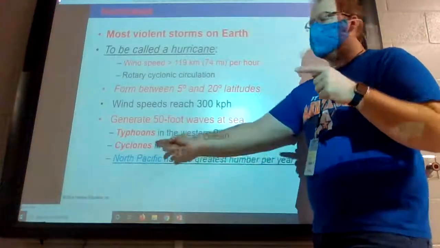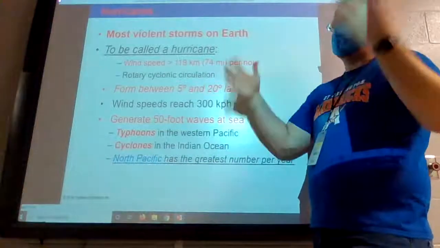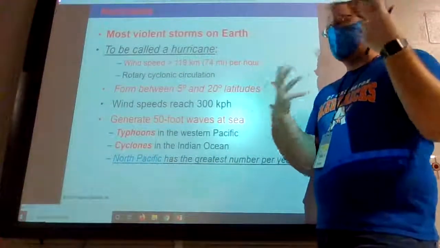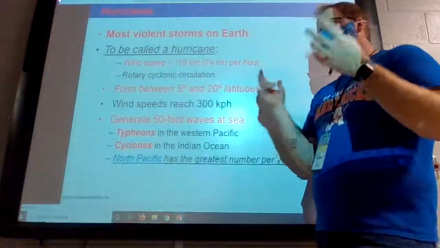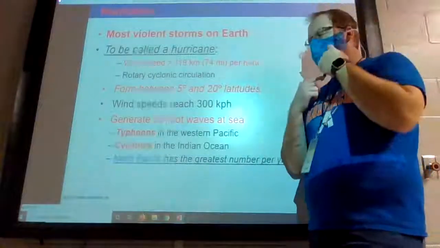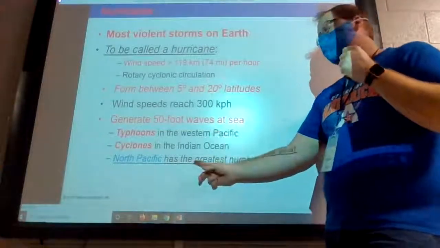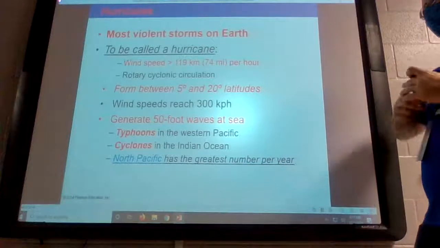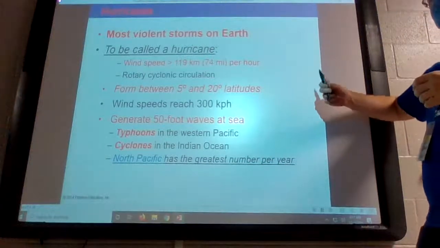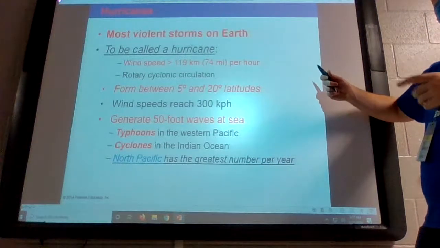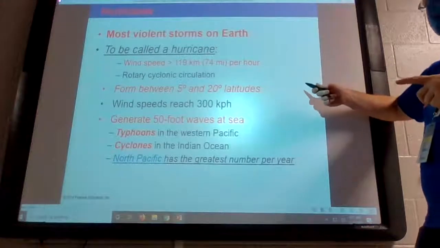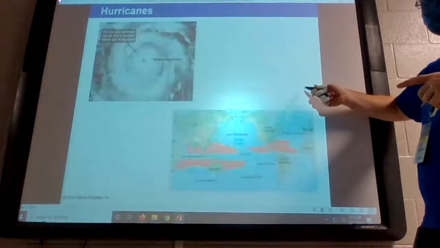Not to be confused with the cyclones that we use for our weather patterns over highs and lows. But it is a similar thing, a rotation of an air mass. The North Pacific has the greatest number per year. We don't really get those hurricanes. Those usually go over towards the Philippines. We get them from the Atlantic most of the time.